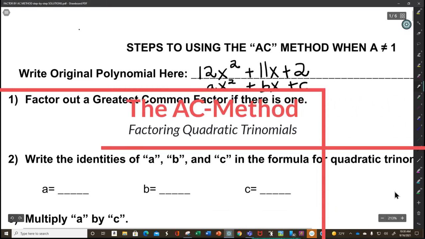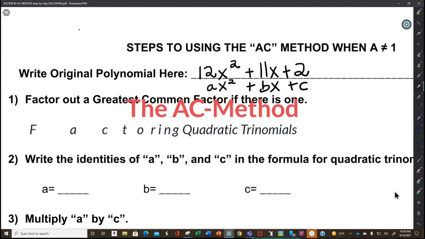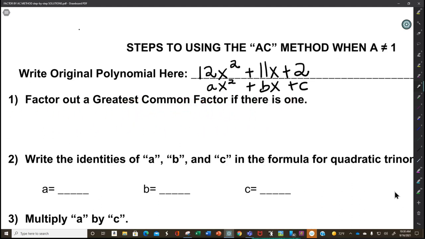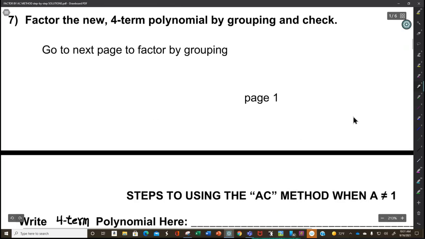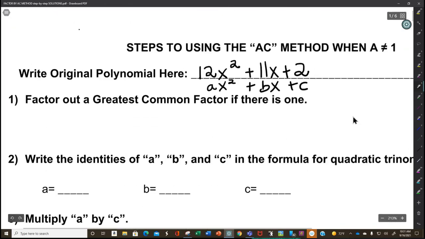Okay, today we are studying what I think is the hardest form of factoring. And I admit to not liking it, but I don't know anybody who likes it. So we have a sheet here, and I had already said I'm going to upload it for people. A sheet to take you step by step through the process of working the AC method.